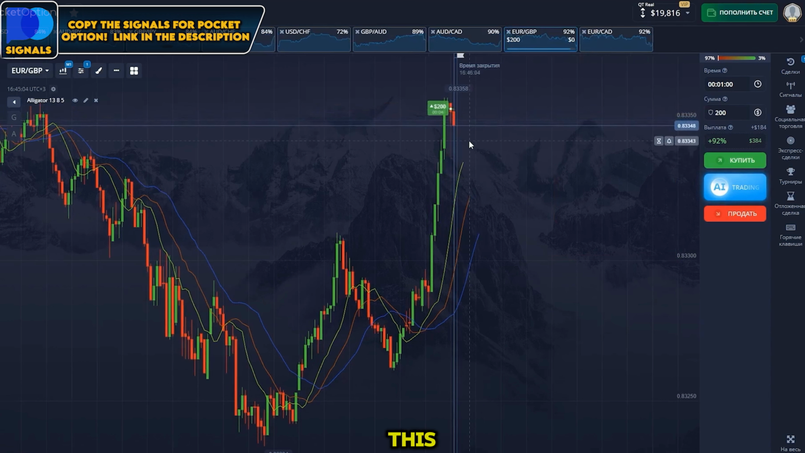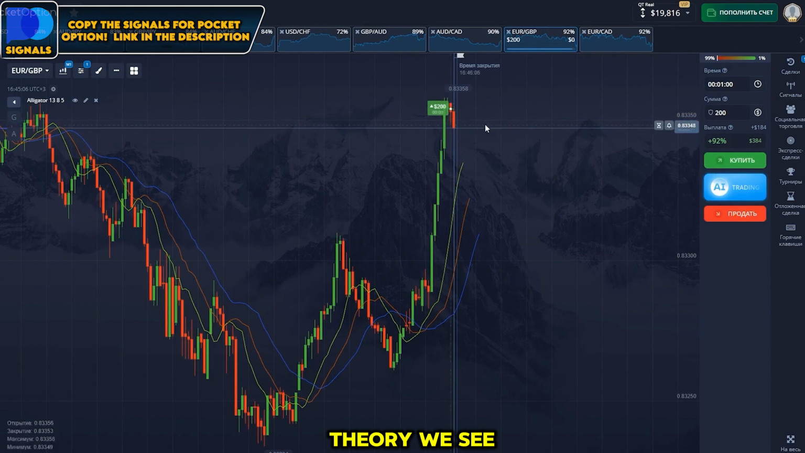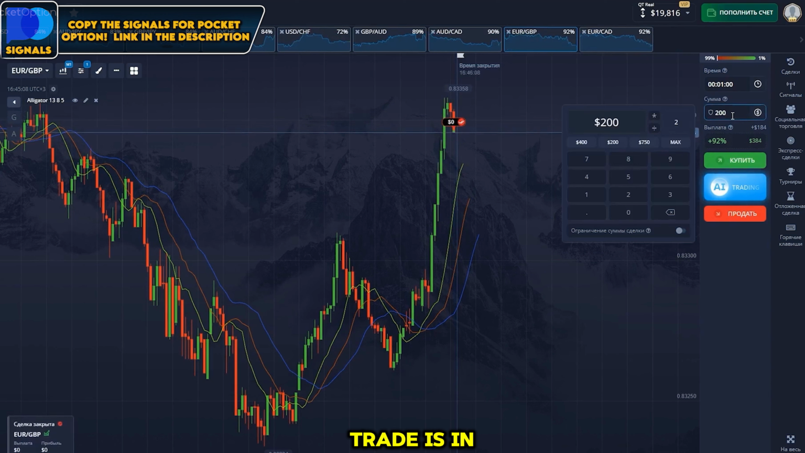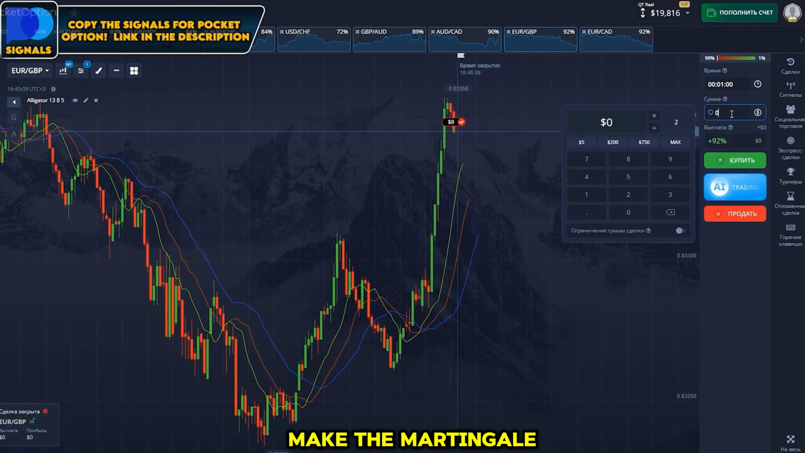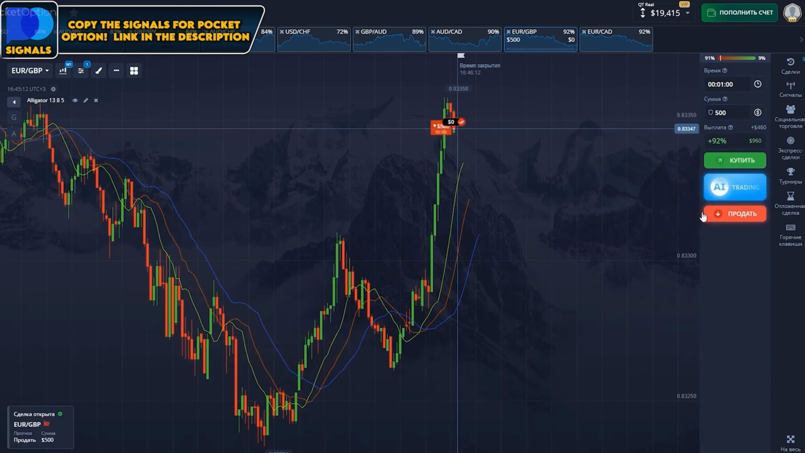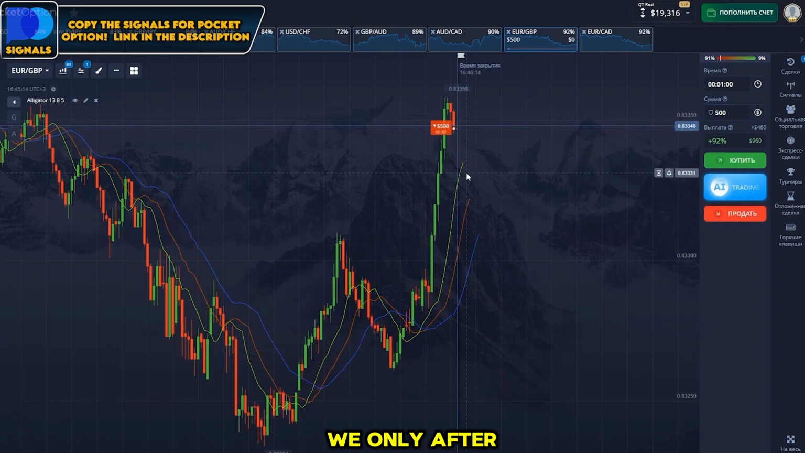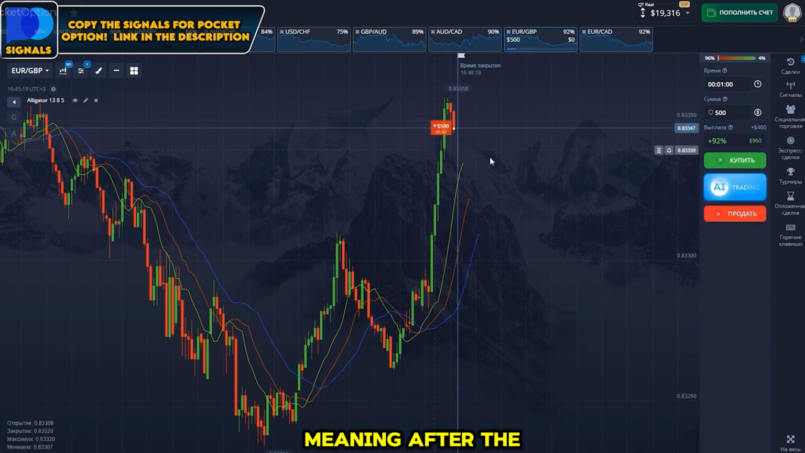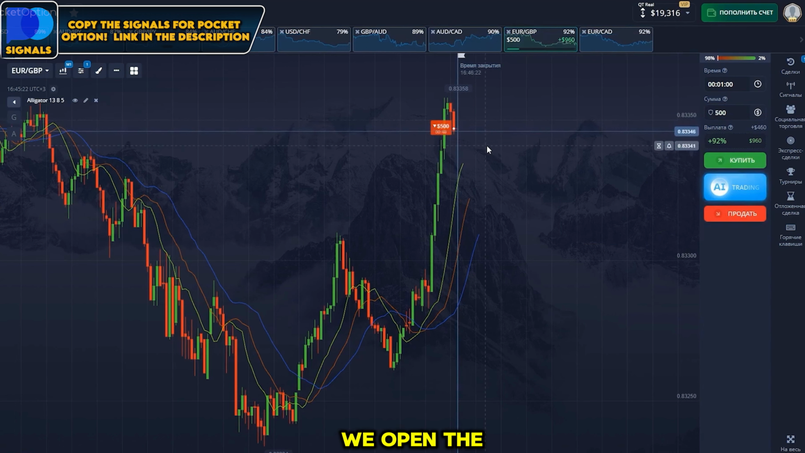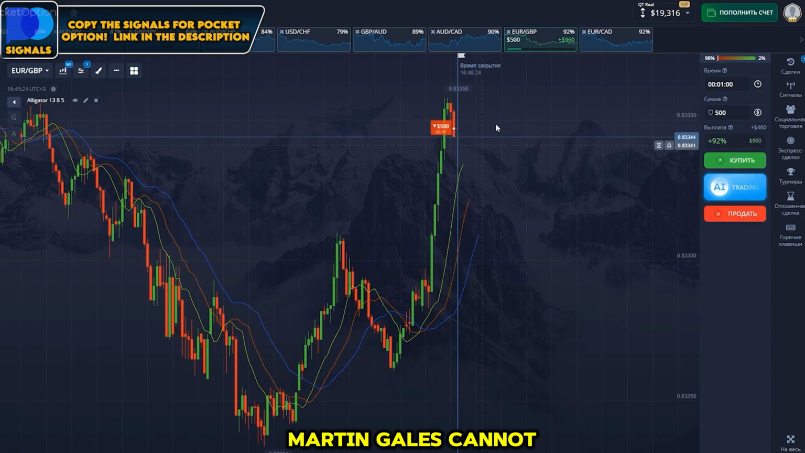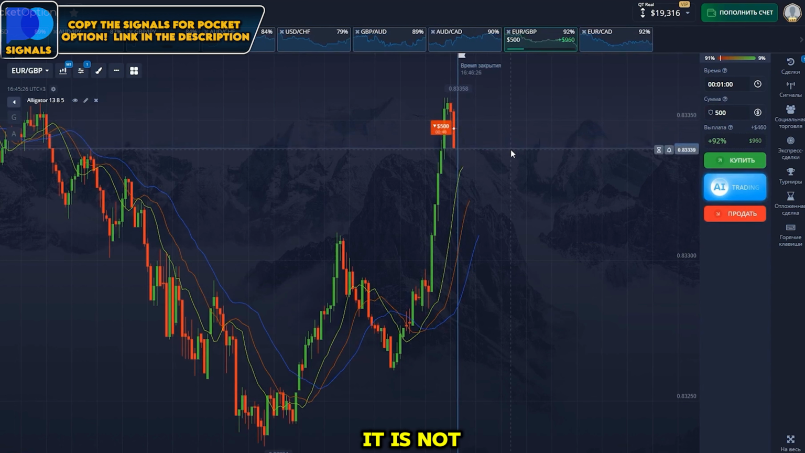So, we check this. Theory. We see that our first trade is in the negative, and we always make the martingale 2.5 times larger. We also open the next trade only after the previous trade has closed, meaning after the previous trade has closed, we open the next one. Martingales cannot be opened simultaneously. It is not recommended, and in principle, this strategy will not work. So, let's look at another currency pair.